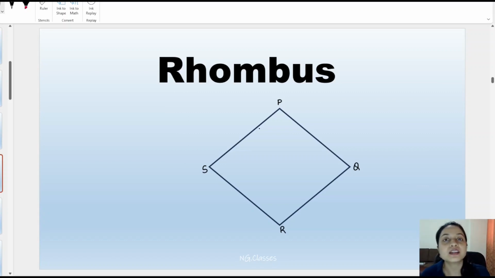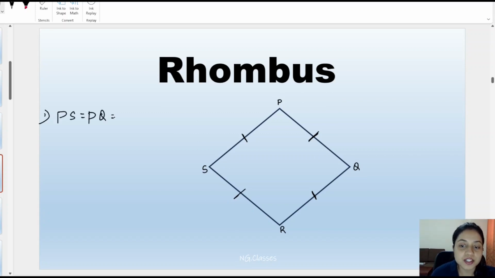Apart from that, in a rhombus, all sides are of equal length. That means side PS, side PQ, side QR and side SR are of equal length. That means PS is equals to PQ is equals to QR is equals to RS.